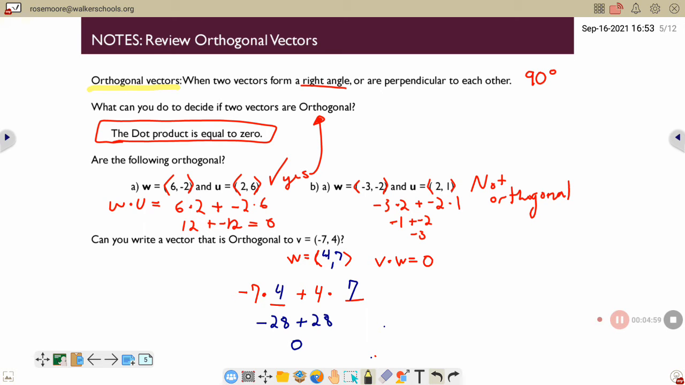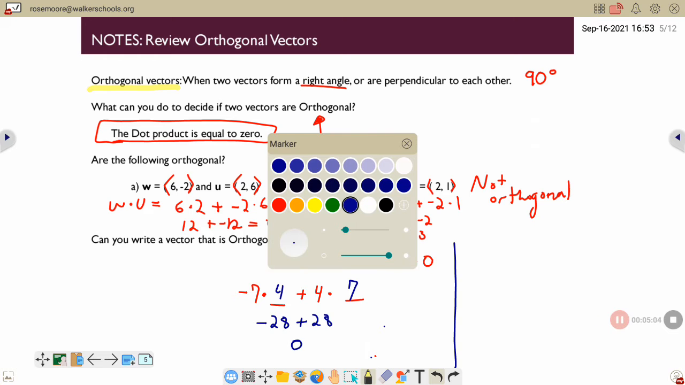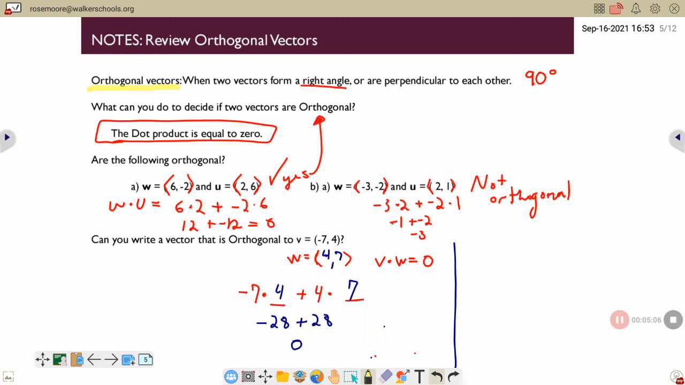Another one you could do, again giving that same v, and I want v dot, we'll do u for this one, to equal 0. This one's the cheater way.